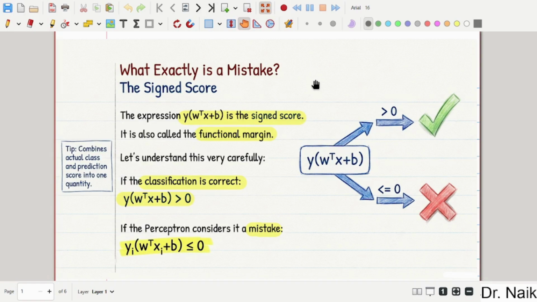The expression y times w transpose x plus b is the sign score. It is also called a functional margin. Let's understand this very carefully. If y times w transpose x plus b is greater than 0, we will classify the prediction as correct, and if y times w transpose x plus b is less than or equal to 0, we will consider the perceptron classification as incorrect.